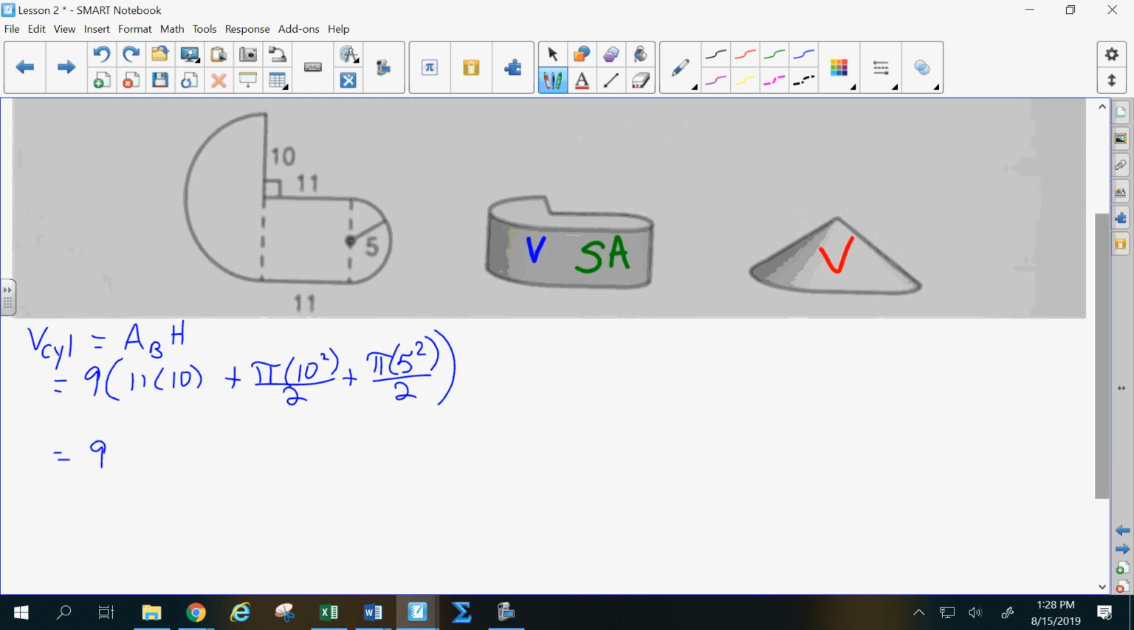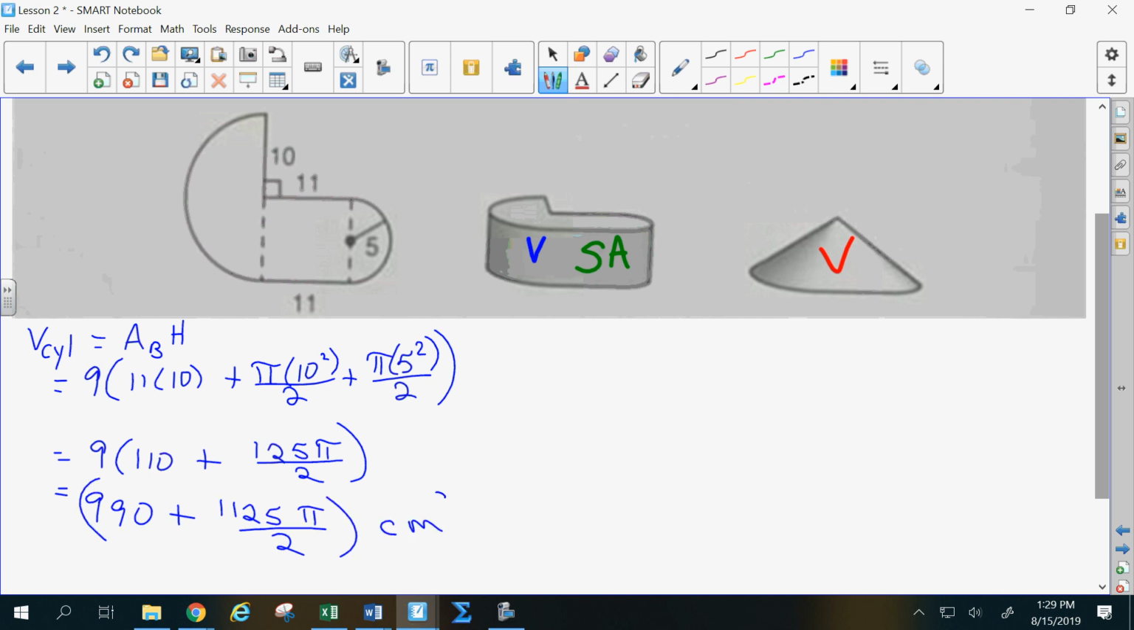So we have 9 times 110, and then, yes, 100 pi over 2 is 50 pi. But if I want to put that together with 25 pi over 2, I need the common denominator. So 100 pi over 2 plus 25 pi over 2 gives me 125 pi over 2. Then I need to distribute the 9. So I have 990 plus 9 times 5 is 45, 18 and 4 is 22, 1125 pi over 2.